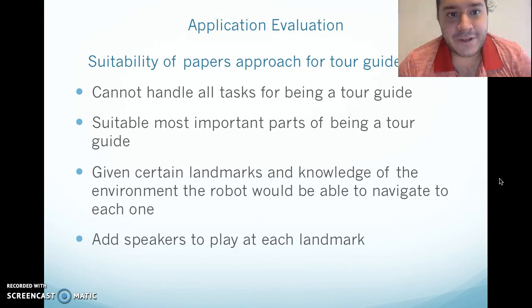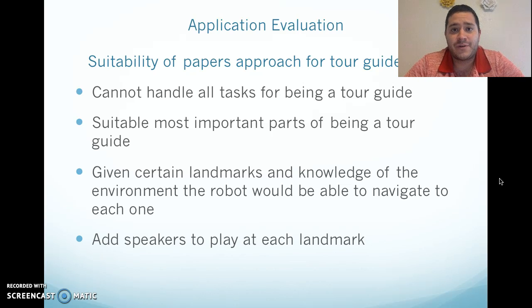So the suitability of this would actually be pretty relevant if you were going to build a tour guide robot to some extent. It can't handle all the tasks to be able to actually be a tour guide, but it has a lot of the important parts of being a tour guide. In other words, it could, if you gave it the landmarks to look for and sort of knowledge of the environment prior to starting this experiment, it would be able to navigate to each one on its own after some training. Add some speakers, and every time you hit an environment, boom, no problem.